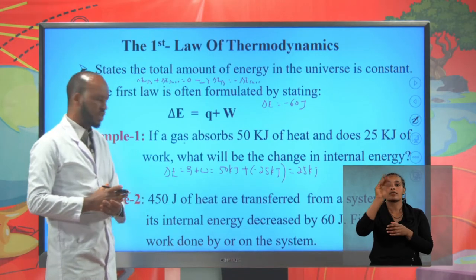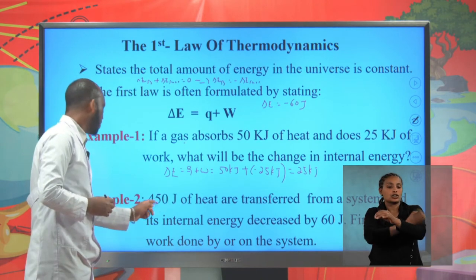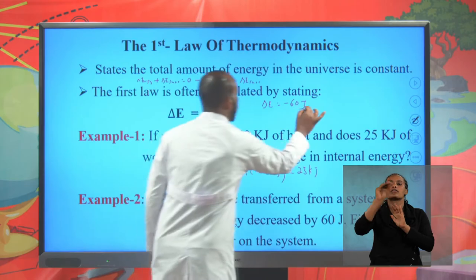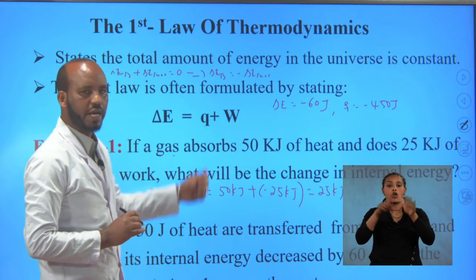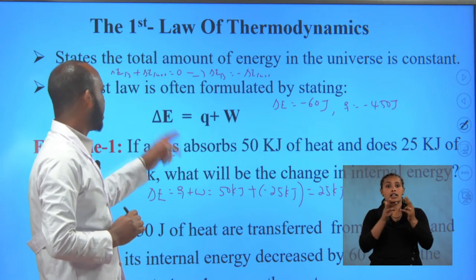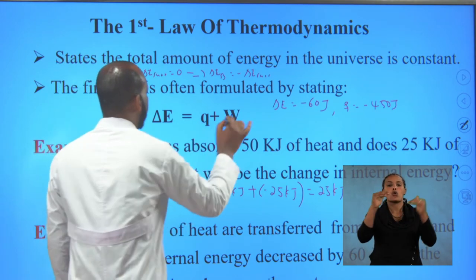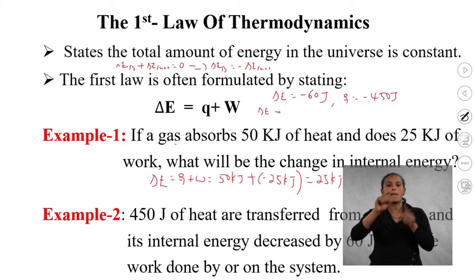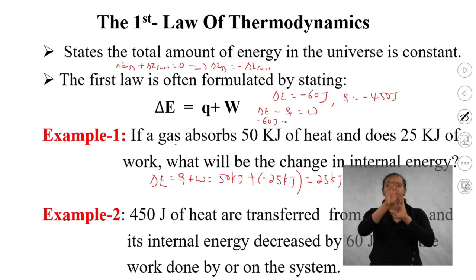450 joules of heat are transferred. Now the system loses energy as heat. Q is minus 450 joules. From the first law of thermodynamics, we have the relation delta E equals Q plus W. From this, W equals delta E minus Q. Delta E is minus 60 joules, minus Q is minus minus 450 joules.